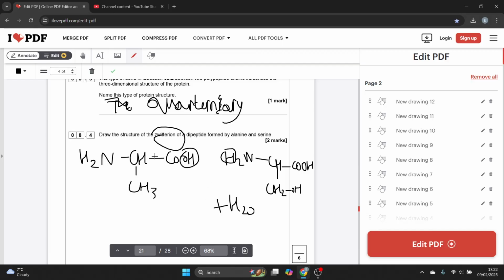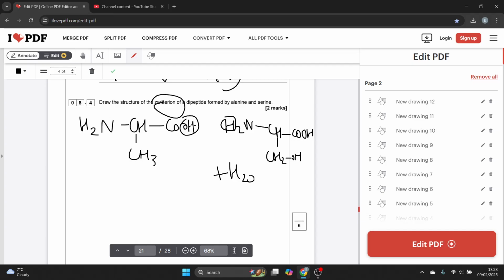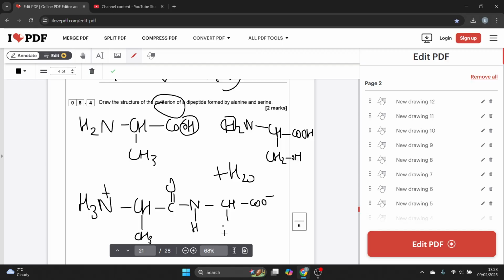then because it's a Zwitter ion, I'm going to have a positive charge and negatively charged part. So it's going to be H3N plus CH CH3. Then obviously you've got the C double bond O, you've got your NH attached to it, that bonding, and then you've got your CHCOO minus, and then you've got your H2COH.